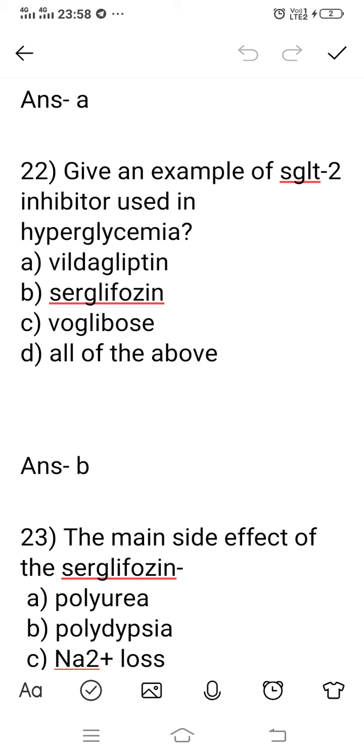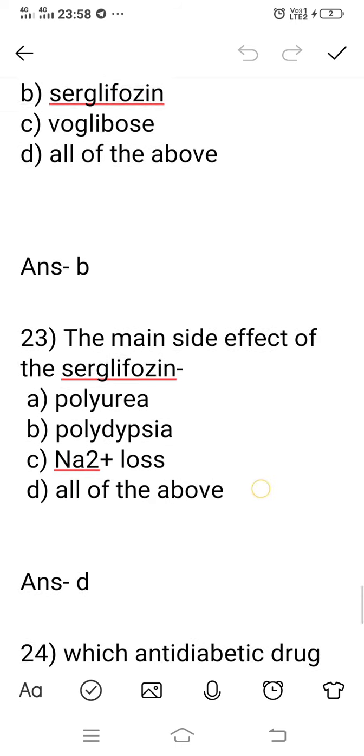The right answer is option B, sotagliflozin, because vildagliptin is the inhibitor of DPP4. Voglibose is an alpha glucosidase inhibitor. So the right answer is B, sotagliflozin. Sotagliflozin is the inhibitor of SGLT, the sodium glucose co-transporter 2. Option B is the right answer.